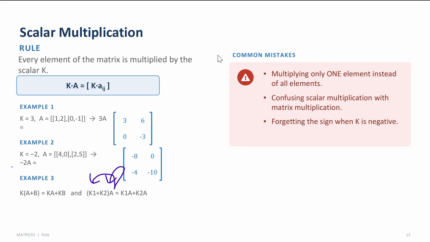Now, these are certain common mistakes. Multiplying only one element instead of all the elements. Just don't multiply the first element. You have to multiply all the elements inside a matrix with the constant given to you. Second, confusing scalar multiplication with matrix multiplication. We are going to study matrix multiplication next, so don't confuse both of them. And forgetting the sign where k is negative. So here k was negative, right? So we have to change the signs as well.